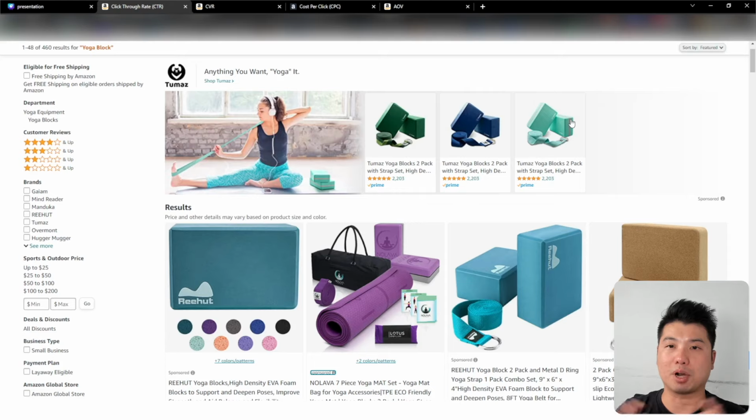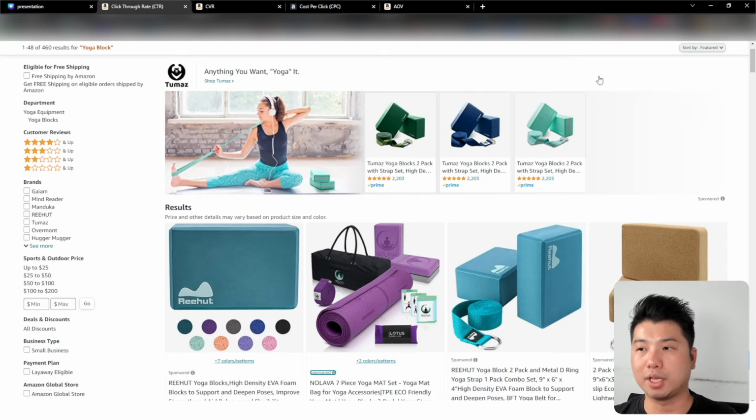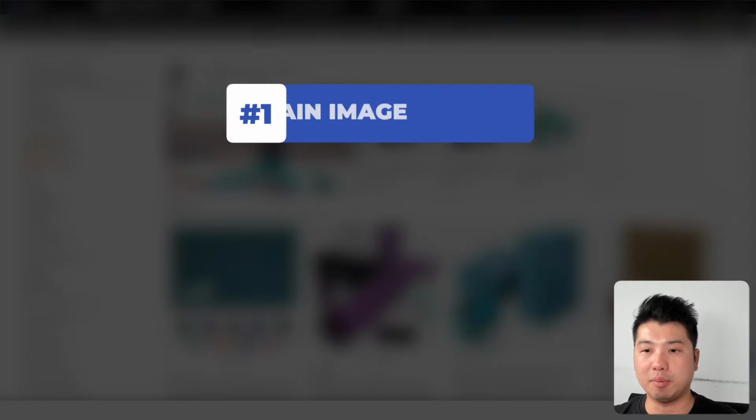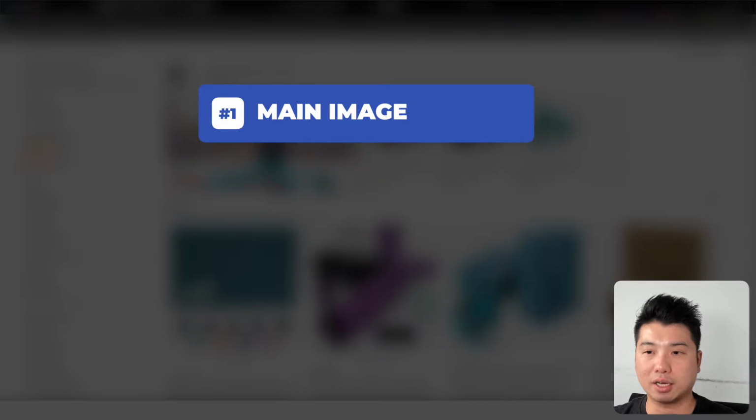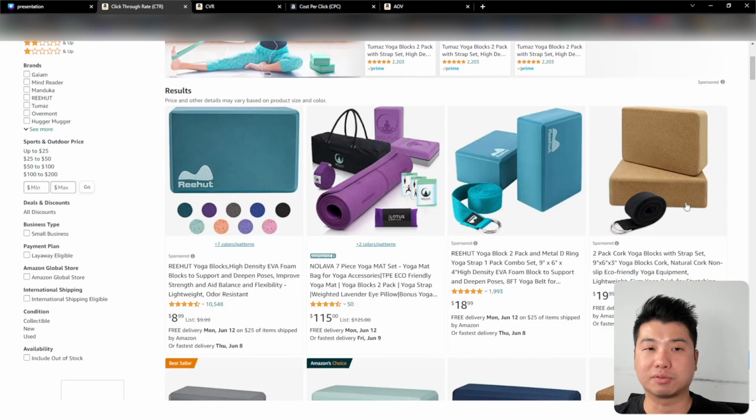So if you actually look at the product, let's just say I'm selling a yoga block, right? A few things that I really need to look at is, number 1, main image. Is your main image attractive, right? Is your main image clear, right? Is your main image optimized for mobile, right?